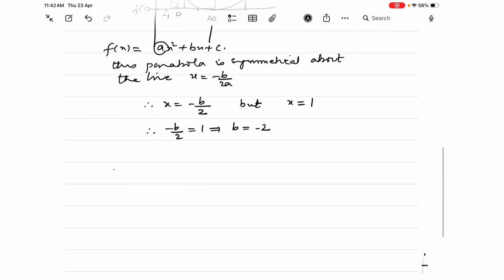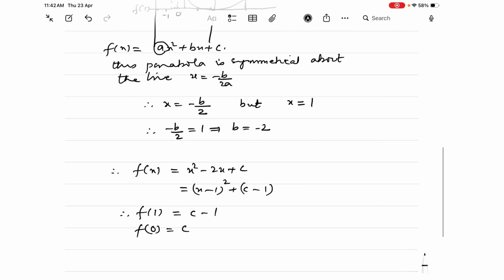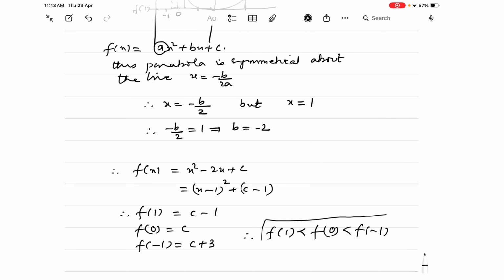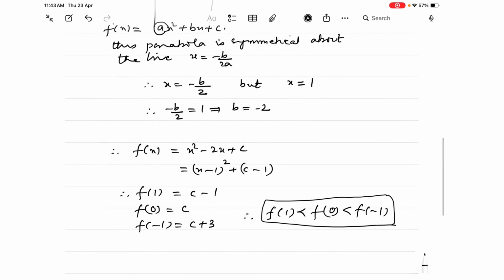So therefore f(x) will be equal to x square minus 2x plus c. This we can write as (x minus 1) whole square plus c minus 1. Therefore f of 1 will be equal to c minus 1, f of 0 will be equal to c, f of minus 1 will be equal to c plus 1. So therefore f of 1 is less than f of 0 is less than f of minus 1. So therefore another explanation is this. So ultimately it is option 1.